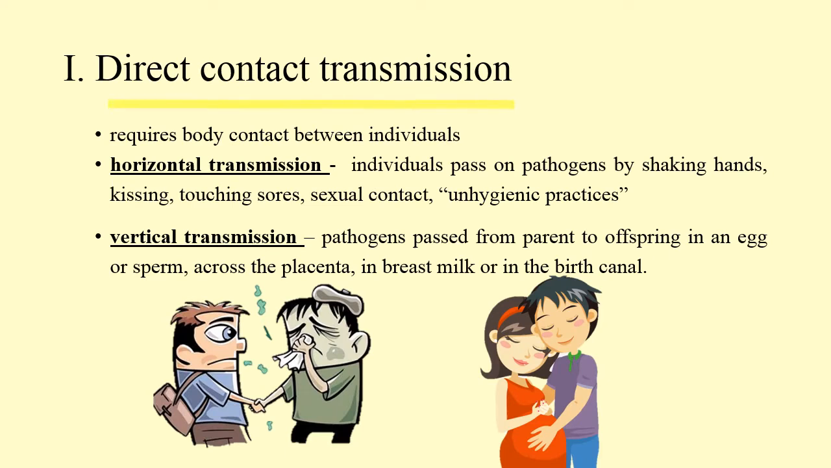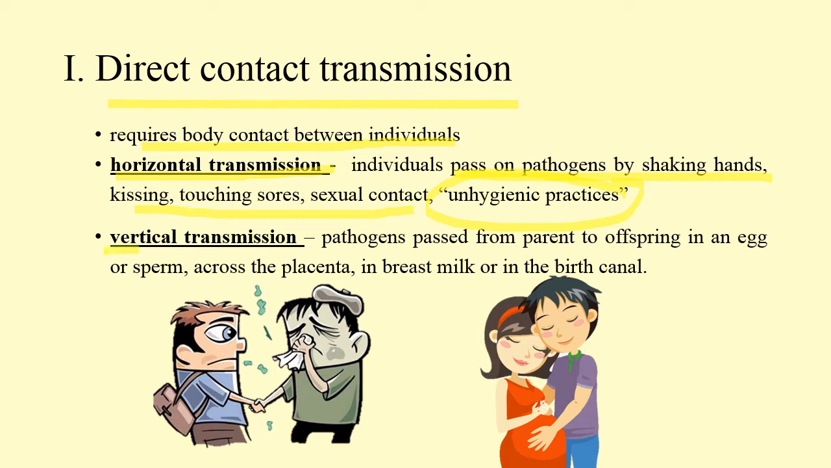Okay, direct contact transmission. Direct contact transmission usually requires body contact between individuals in order for the infection to happen. The first one is horizontal transmission, which means individuals pass pathogens by shaking hands, kissing, touching, or sexual contact, or it usually happens via unhygienic practices. For example, COVID can be transmitted from person to person if any of them with the infection doesn't follow proper hygiene, for example, using masks and sanitizers.